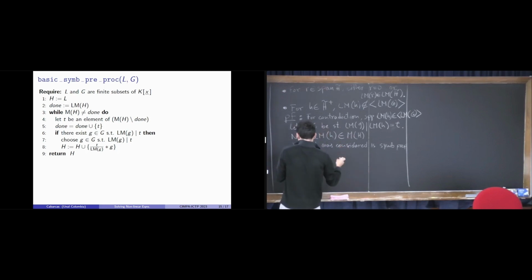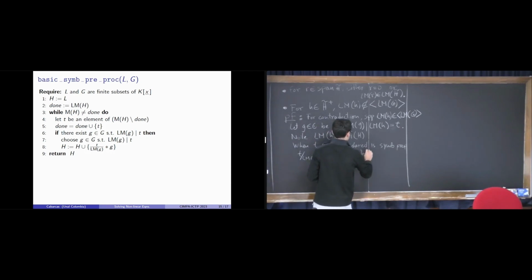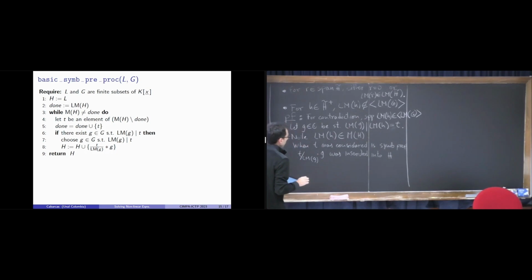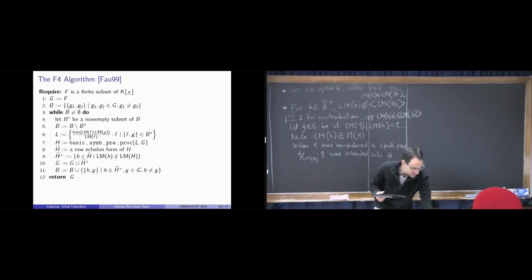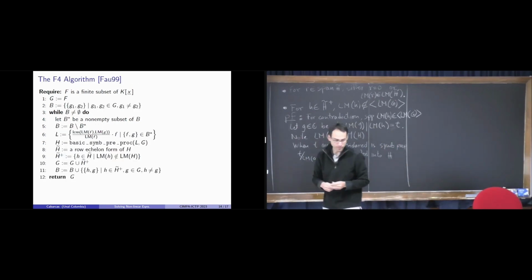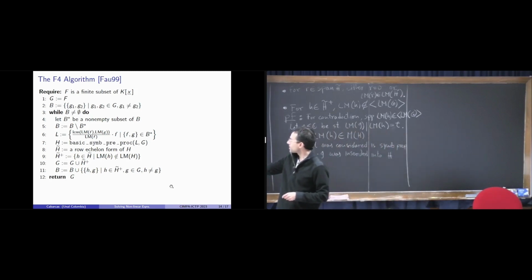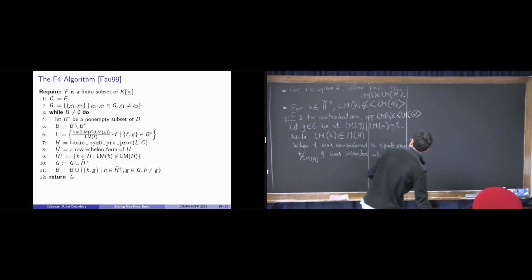So I'm going to say, for simplicity, that t over the leading monomial of g times g was inserted into H. But we're saying that H is in H tilde plus. And we have just said that there's an element in H whose leading monomial is the leading monomial of H. But H tilde plus is the set of polynomials that precisely are not leading monomials of H, the ones that are something new. So this is a contradiction.